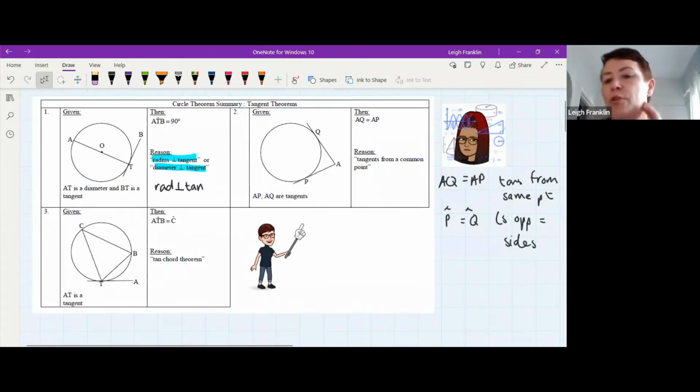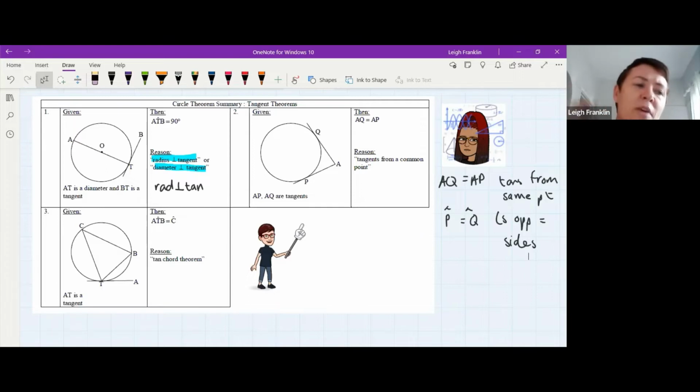Yes, because the thing is that tangents from the same point prove that two pieces of line are equal to one another. So you can't say P equals Q, tangents from the same point, because tangents from the same point prove that two lines are equal. Lines and angles are not the same thing. So you would first have to say AQ equals AP, tangents from the same point. And then after that, you could say, therefore, P equals Q, angles opposite equal sides.